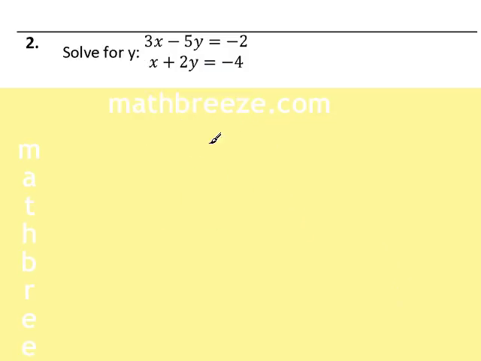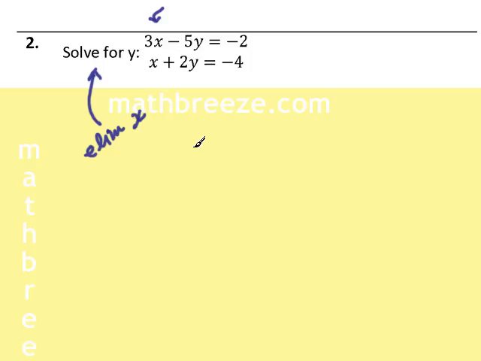In number 2, we're asked to solve for y. So that means what we really want to do is eliminate x. You see, if it says solve for y, that means that we would like the x column to cancel, eliminate x. All right, here's the x column.